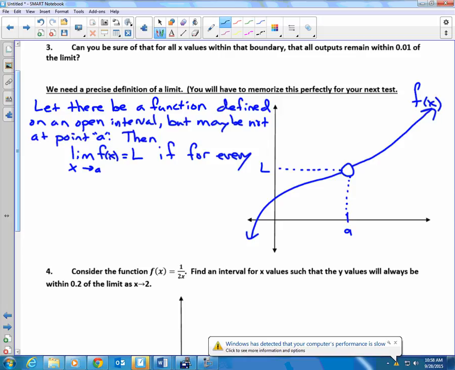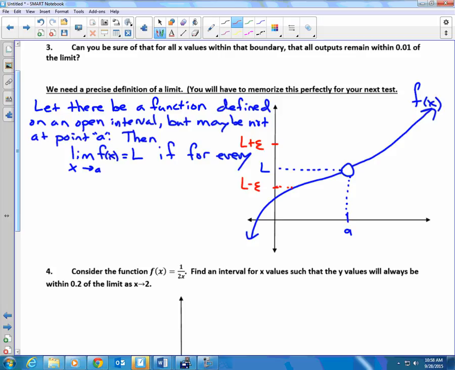now here's where we take the stuff that we learned from the other day. That tolerance, we went up and down from here, right? That was our epsilon value. So we had limit plus epsilon and limit minus epsilon. So if for every epsilon greater than zero, there is a, yeah, once we were given the epsilon, we were able to find a delta.